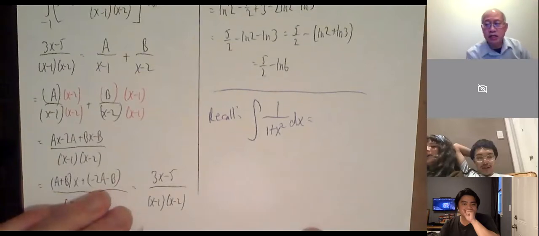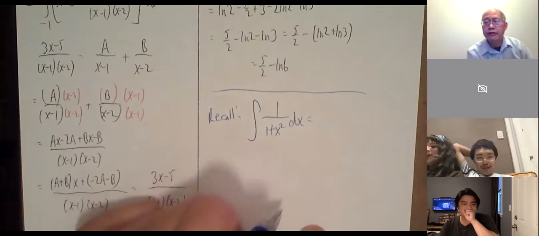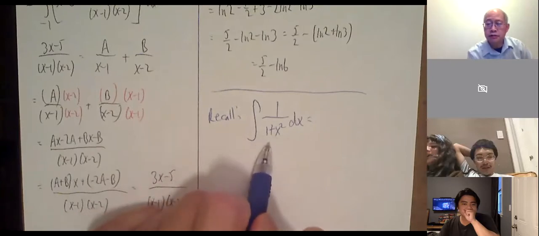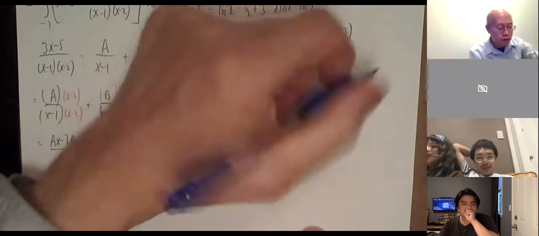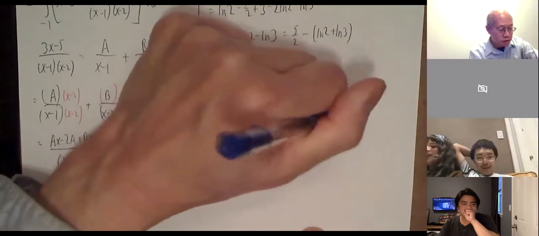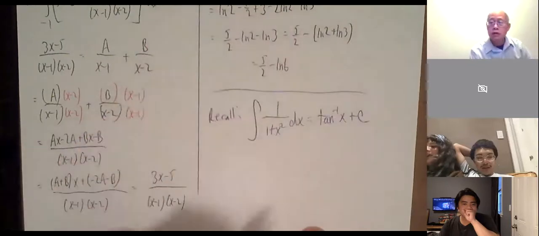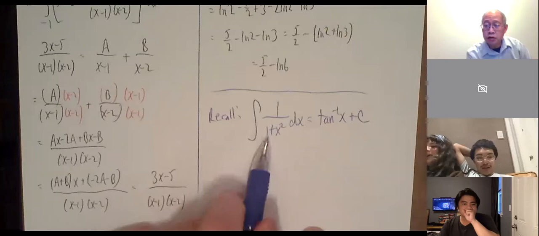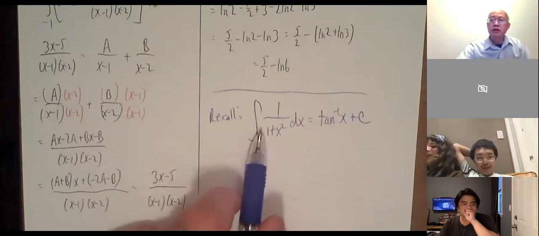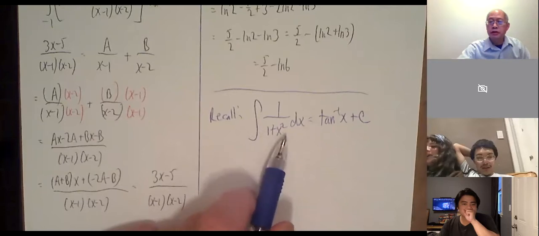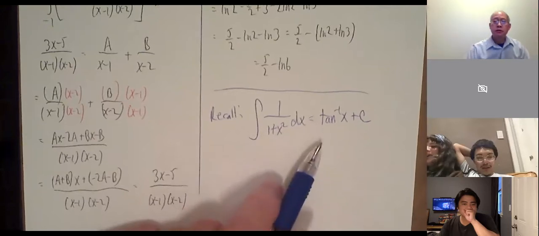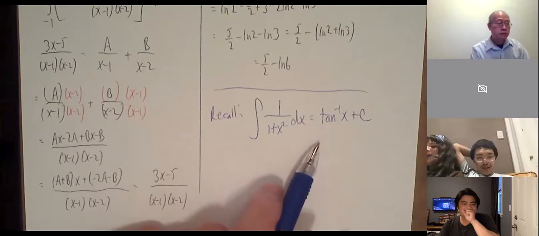Another way to think about it is think back to your Calc 1. The derivative of what function came out to be this? Inverse tangent, you might recall. Right? The derivative of inverse tangent was 1 over 1 plus x squared, which means the integral of 1 over 1 plus x squared is inverse tangent. Okay, so we need to use that.